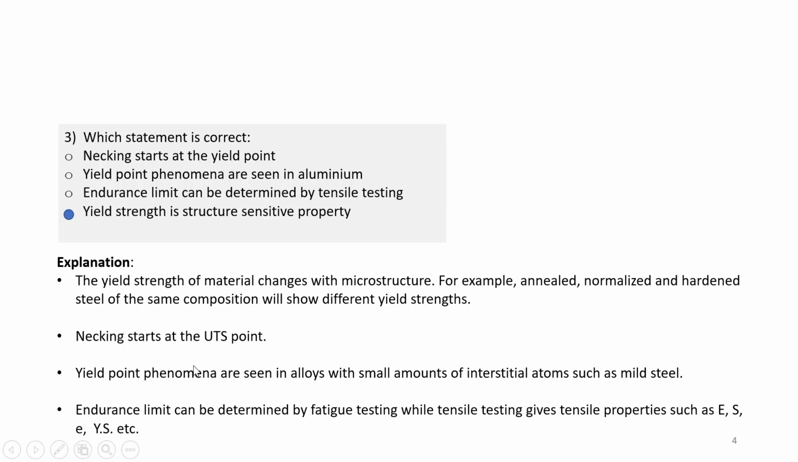So a much smaller cross section will form at a particular width of the sample. And then yield point phenomena are seen in alloys with small amounts of interstitial atoms, such as mild steel. And endurance limit can be determined by fatigue testing, while tensile testing gives tensile properties such as elastic modulus, stress and strain, and yield strength, etc.